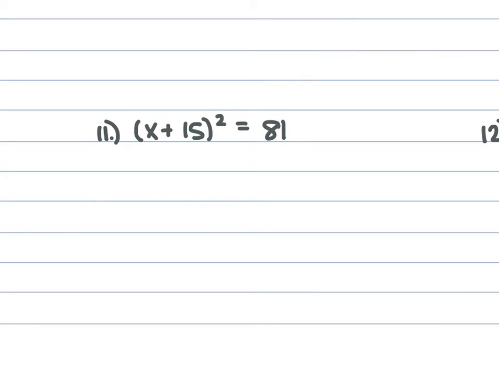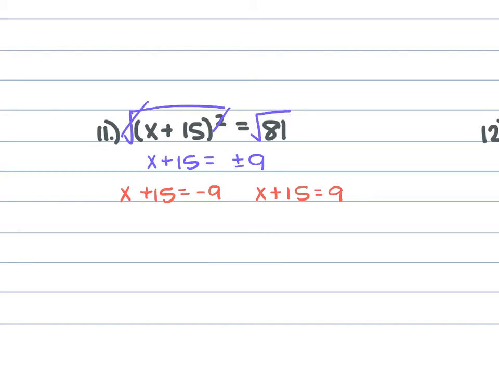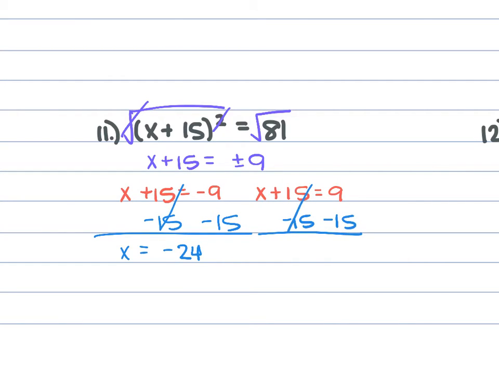For 11, we have x plus 15 squared is equal to 81. So we don't have to bring anything over. Our binomial squared is already by itself. So we're going to take the square root of both sides. We're going to be left with x plus 15 is equal to plus or minus 9. So because this square root simplified to be a whole number, we are going to turn this into x plus 15 is equal to negative 9, and x plus 15 is equal to positive 9. We are going to subtract 15 from each side. So x is equal to negative 24. Subtract 15 from this side. We get x is equal to negative 6.